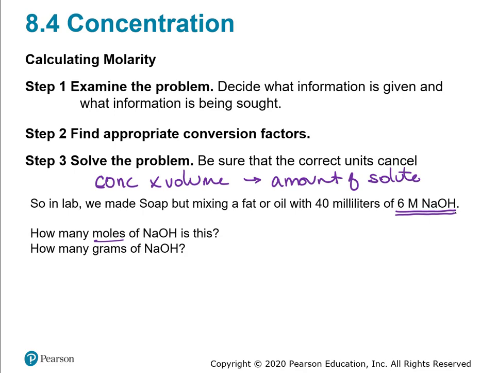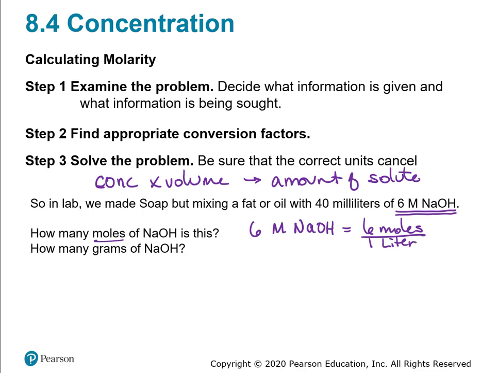I said if you have like 10%, just change that to 10 grams per 100 mils. Don't leave it as percent, because percent doesn't have a unit. Percent is sort of a concentration. And so in this one, I want to take 6 capital M and change it to what that capital M means. That means 6 moles per 1 liter. So capital M is moles per liter. So now I have units.